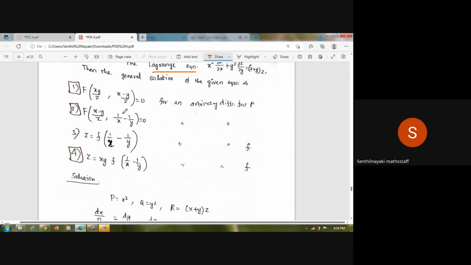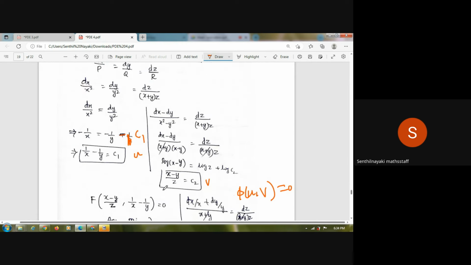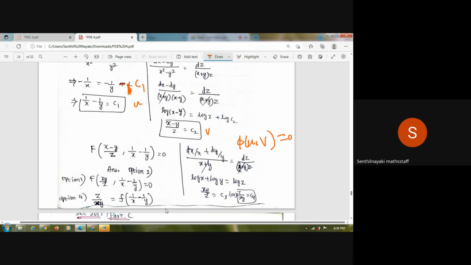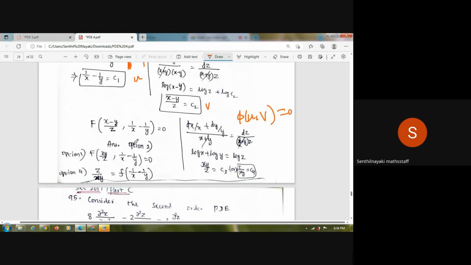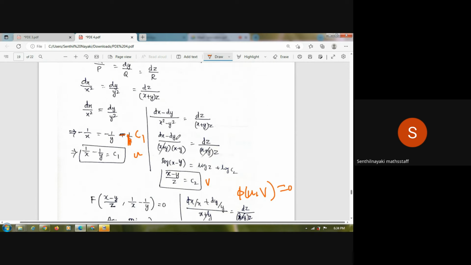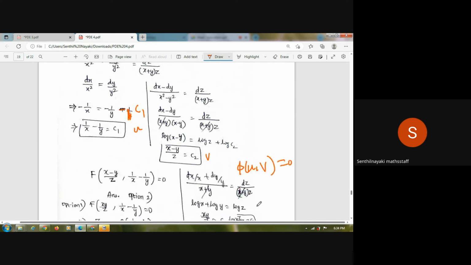But this solution can be written as, so option 2 is correct. Option 1 is f of xy by z, 1 by x minus 1 by y equal to 0. This is option 1. So for this we are going to collect another set of ratios.